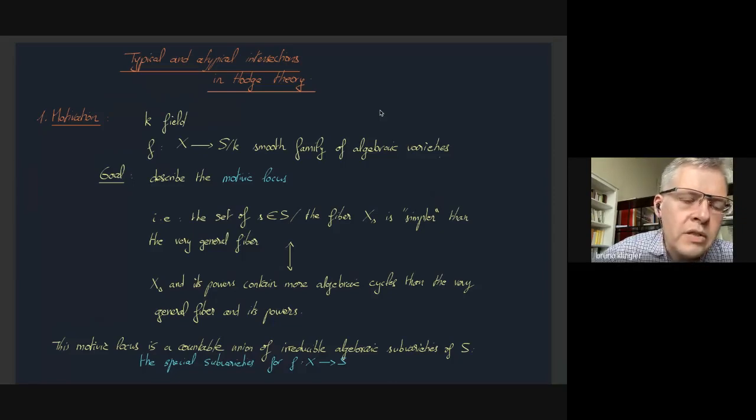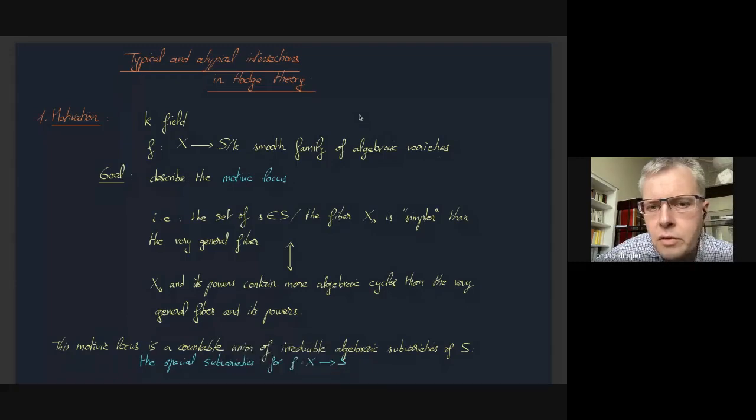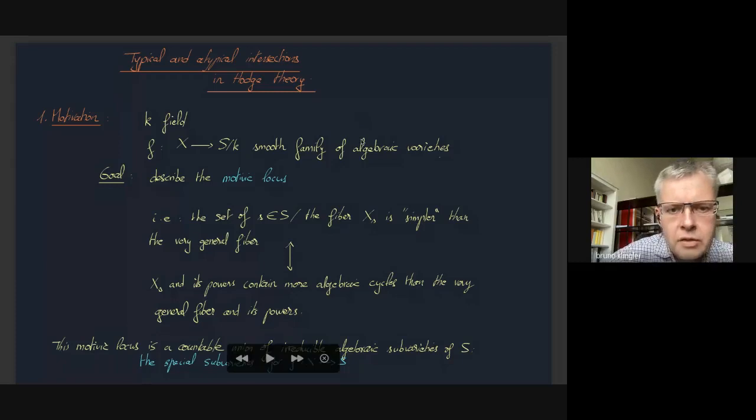What I want to talk about today is a general problem about detecting Hodge cycles. So let's give a motivation first. Suppose you start with a smooth family of algebraic varieties over a field. Here S is quasi-projective over K, and the morphism f is, let's say, smooth and maybe even projective for simplicity. Then the goal would be to describe the motivic locus.